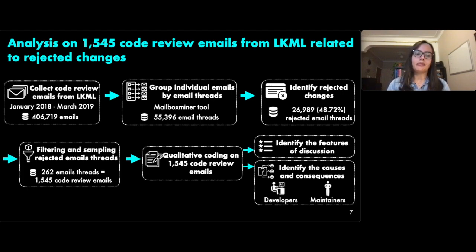And finally, we performed a qualitative coding on the sampled code review emails. Qualitative coding is an approach in which the researchers try to identify themes from the qualitative data, and those themes are called codes. From the extracted themes, we could identify the features of discussion presented in code review emails of rejected chains, as well as the cause and consequence of those emails. And we split the analysis of cause and consequences by emails sent by developers and maintainers.